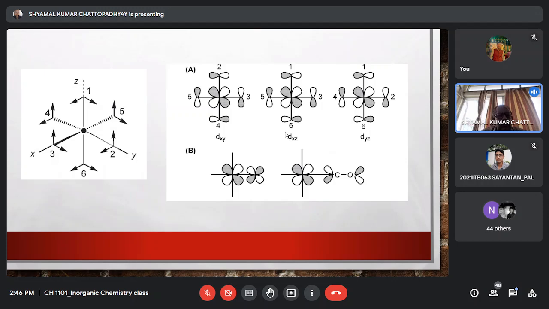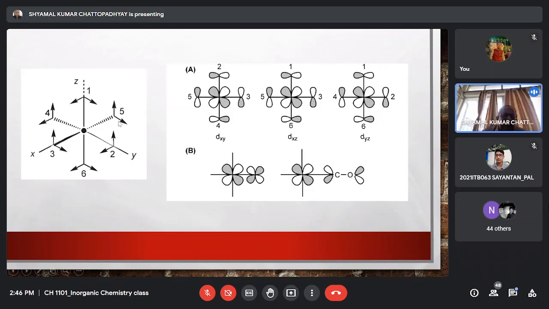And in order to correct the diagram, we want to introduce pi bonding into the picture. Now, how does pi bonding come into the picture? This is the metal ion, and here you have 6 ligands, which are called 1, 2, 3, 4, 5, 6. Again, this diagram is taken from some book. I have not given the reference because it is not easily available.